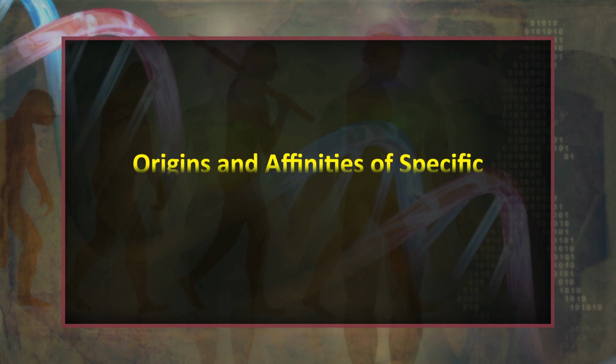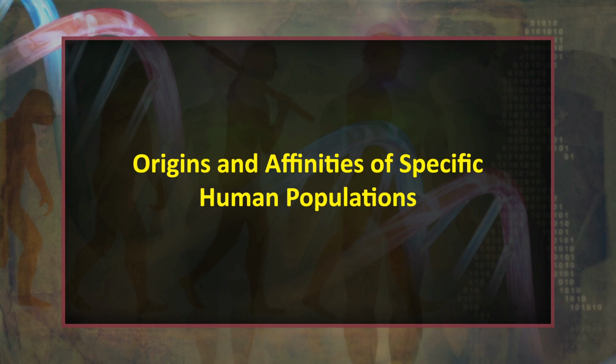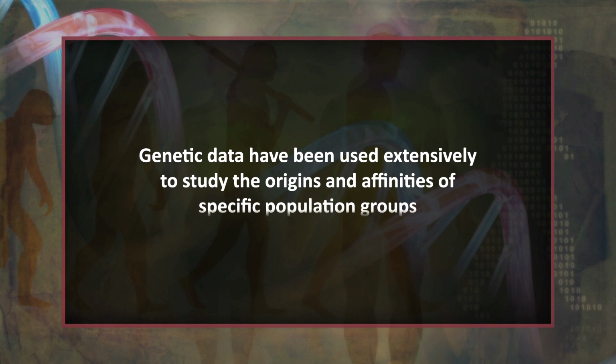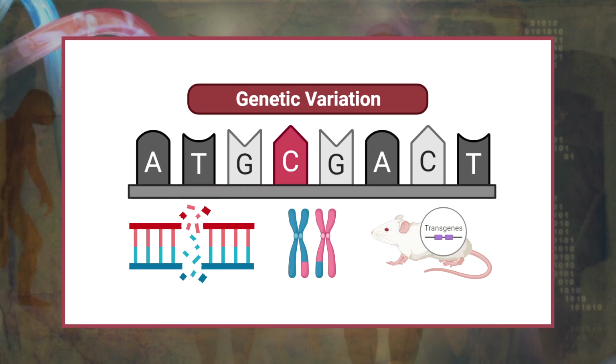Dear students, let's now understand the origins and affinities of specific human populations. Genetic data have been used extensively to study the origins and affinities of specific population groups. For example, analysis of genetic variation in Ashkenazi Jewish populations shows that these populations are most similar to one another and to other populations from the Middle East and are distinct from non-Jewish European populations, although they have received some genetic contribution from these populations as well.